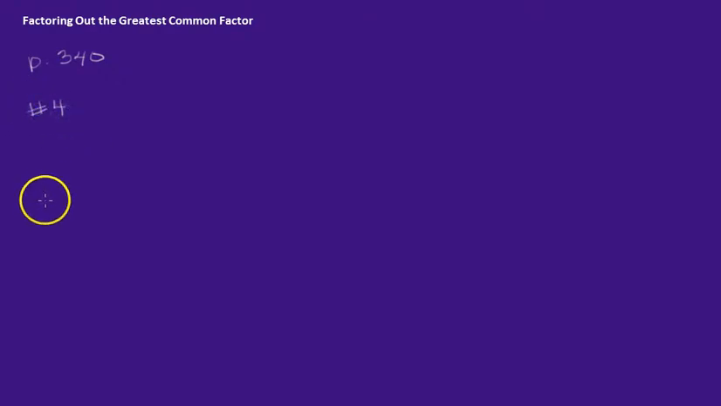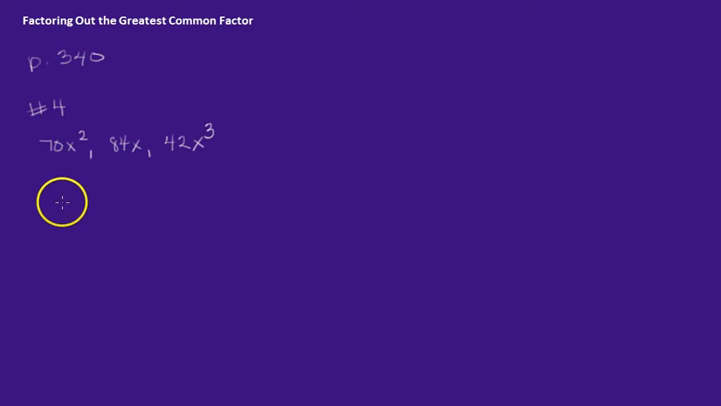Now, number 4 gives you 3 terms. One of the terms is 70x squared. The other term is 84x. And the last term is 42x cubed. And I'm going to show you a way that I go about finding the greatest common factor for both the numbers that are in the terms and for the variables that are in the term. So let's take a look at this.